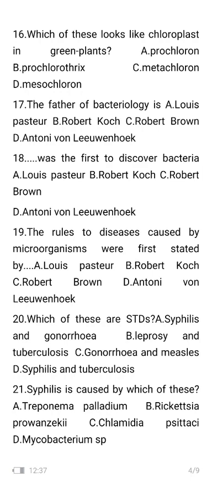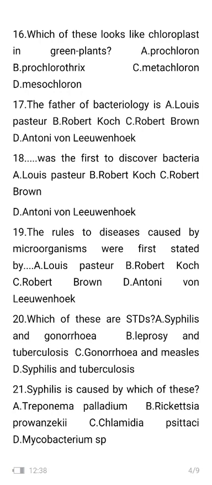Number 18, dash was the first to discover bacteria. Please, Anthony von Leeuwenhoek was the first to discover the bacteria. Take note of that. Number 19, the rules to diseases caused by microorganisms were first stated by Robert Koch. Robert Koch was also the first scientist to discover the causative agent of tuberculosis, Mycobacterium tuberculosis. Take note of that. And he did this in year 1822.